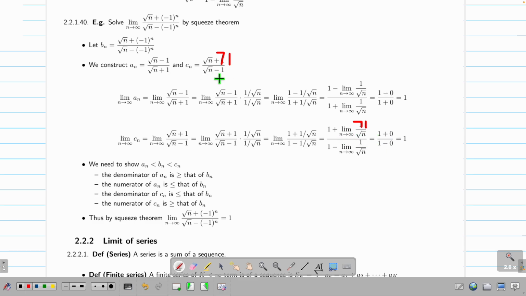This shows the way you construct An and Cn is not unique. You have infinitely many ways to find An and Cn, and that's it. And this is the idea, okay? So using An and Cn, they both have limit 1 as n goes to infinity, so by squeeze theorem it is 1. Of course, you need to show An is smaller than Bn and Bn is smaller than Cn, but I have all the argument here.